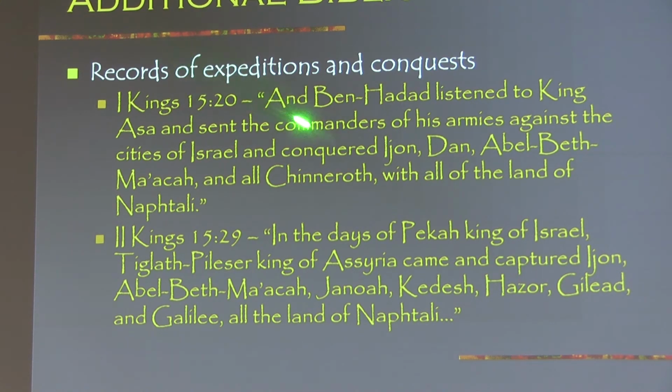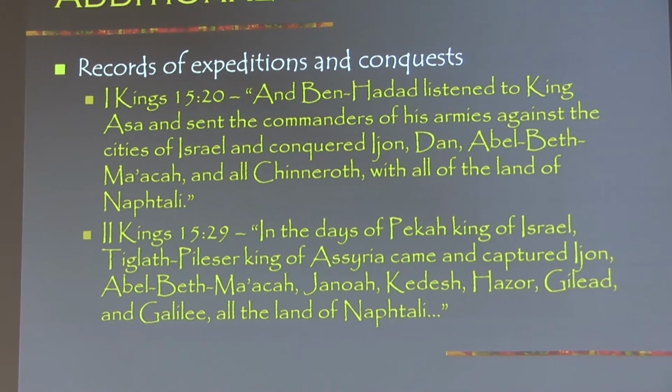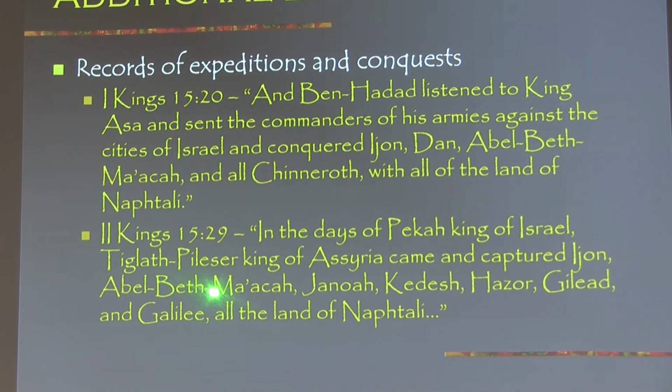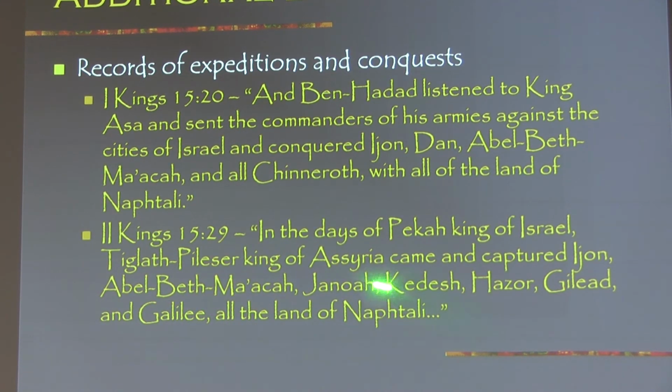The next list of names may not mean a lot to you yet. It will eventually, because Ijon, Dan, Abel Beth-Maacah, all Kinneret, all the land of Naphtali, means that this area has been picked off one by one. There's a city, and the whole region is being gobbled up by the geopolitical entity of Syria under Ben-Hadad at that point. It's in a line of travel, the same kind of line of travel coming in from the northern part of the country. Notice the names again. Ijon, Abel Beth-Maacah, and now it gets even worse. These are names that are more significant, all ending up with all the land of Naphtali.